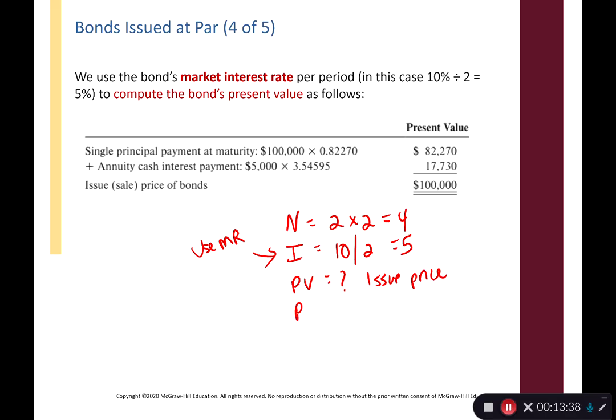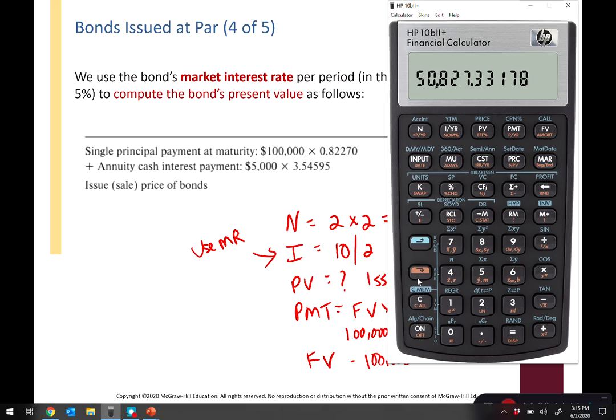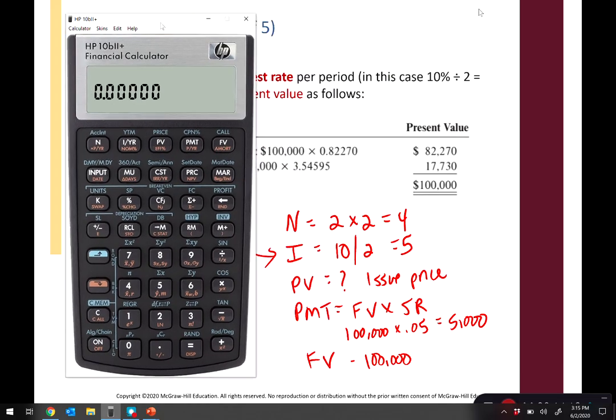And then our PMT is our fun stuff. That's the interest paid, face value times stated rate, which is the 100,000 times 0.05, which is 5,000. And then our face value is also our future value, so that's the 100,000. And if you pop all that into your calculator, you're going to find that the present value is indeed the face value of 100,000.